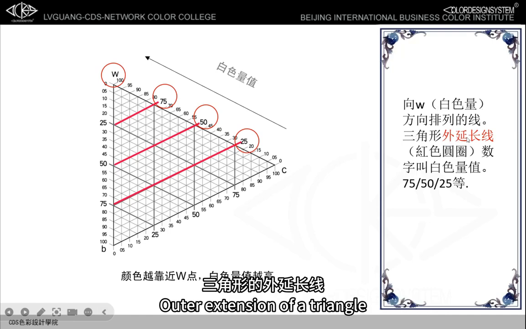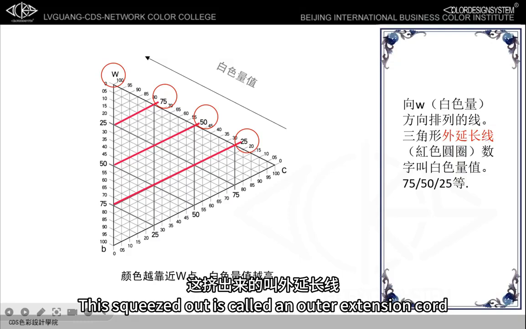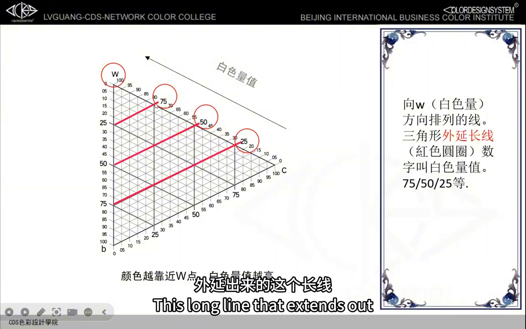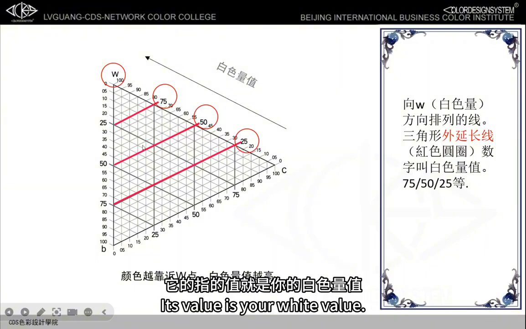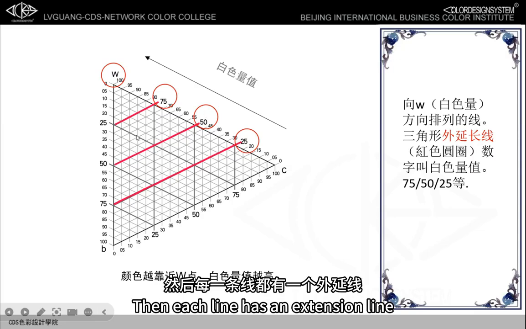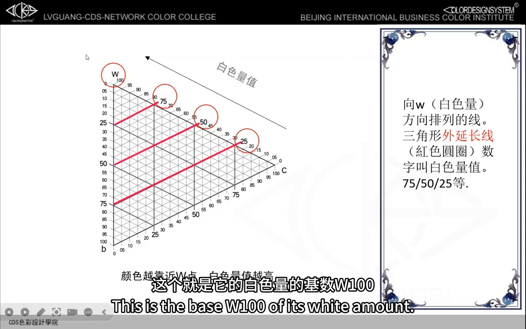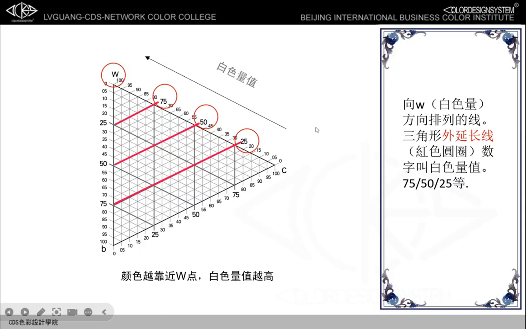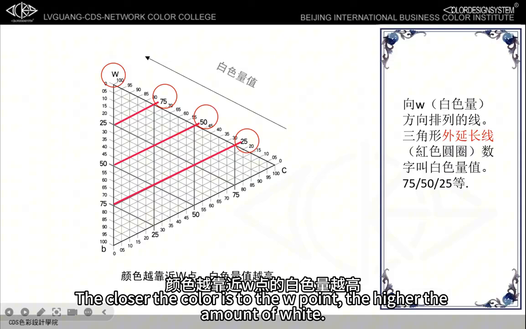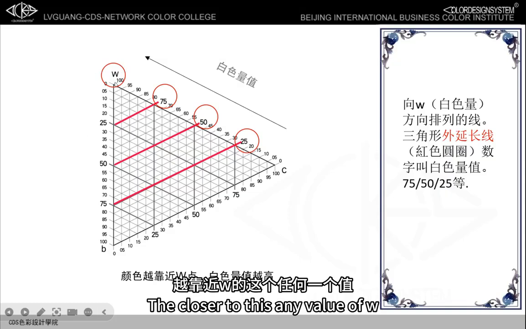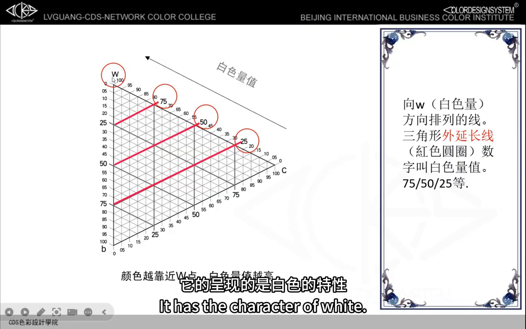The outer extension of a triangle, this squeezed out, is called an outer extension line. So from here on out, this is the extension. This long line that extends out, its value is your white value. Then each line has an extension line, and it all has a white magnitude. This is the base, W100, of its white amount. The closer the color is to the W point, the higher the amount of white. In other words, the closer to W, the more it has the character of white.